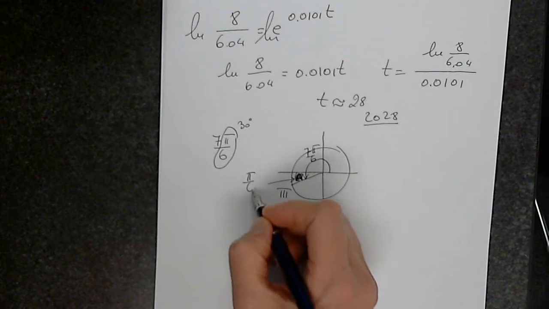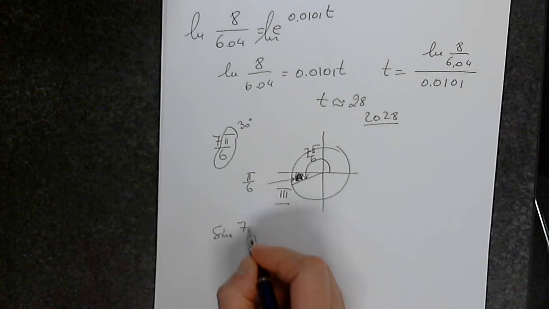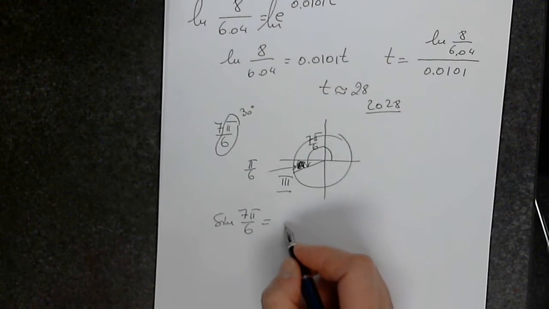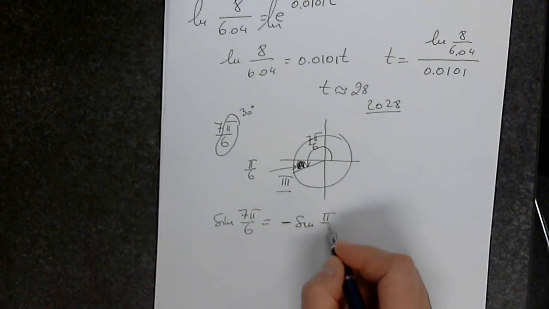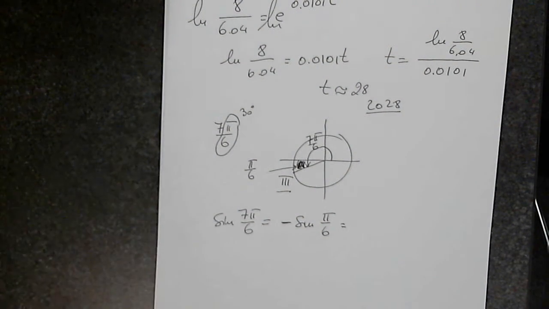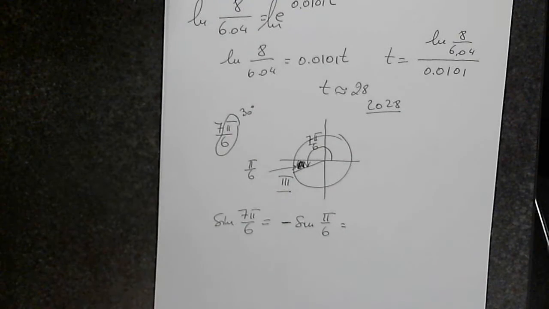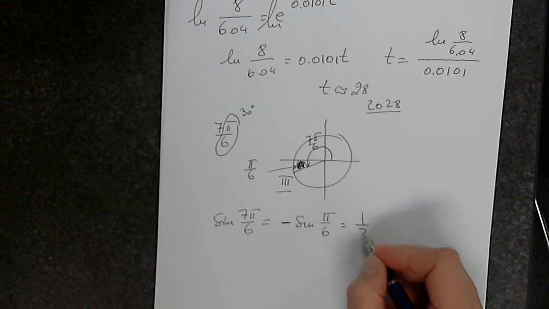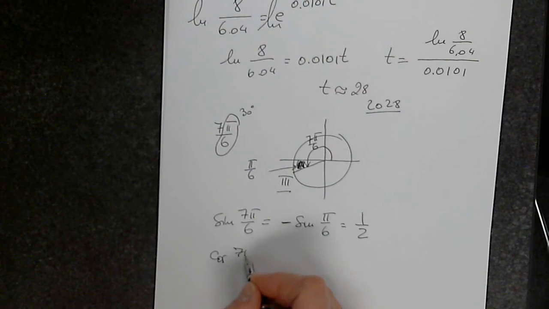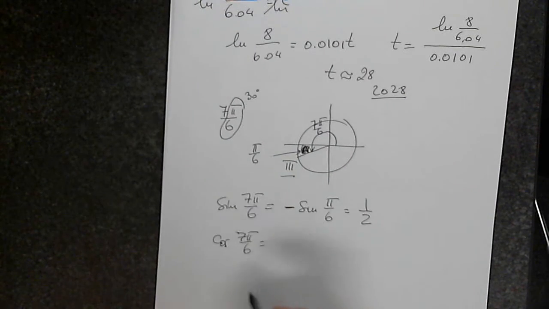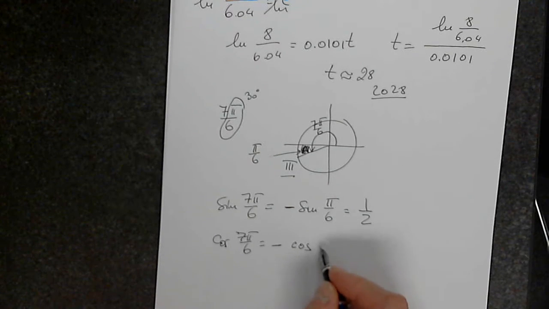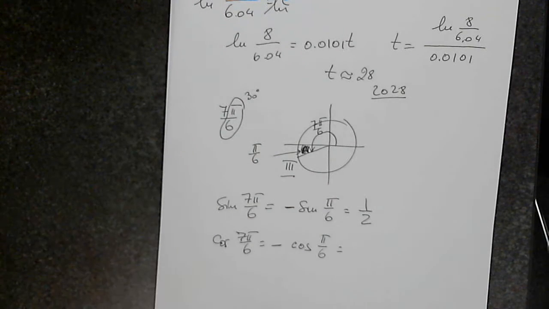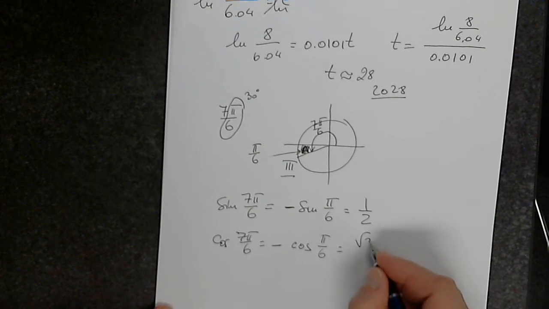Right. So then I write sine of 7 pi over 6 is nothing else but the opposite. It has to be negative sine of pi over 6. But I know sine of pi over 6 because it's the first number in the upper left corner in the little chart: 1/2. Now cosine of 7 pi over 6 is also negative. It would be negative cosine of pi over 6. But I know cosine of pi over 6 because it's in the first column: the square root of 3 over 2.